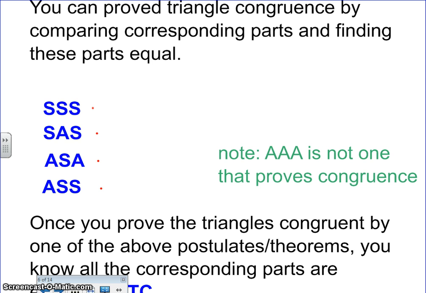So these 4 things, you can memorize them, and everybody comes up with different ways to do it. The important thing that I want you to notice is that there's a side in every one of them. You cannot tell that 2 triangles are congruent without at least the use of one side. And again, once you know they're congruent, then you know that every corresponding part is congruent.